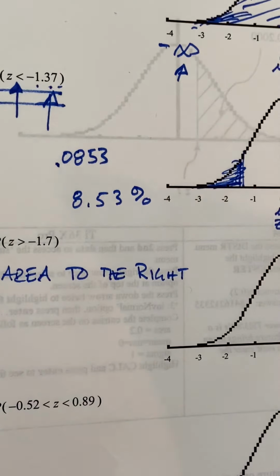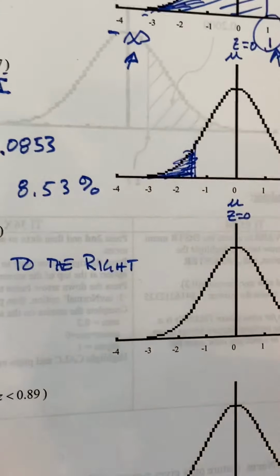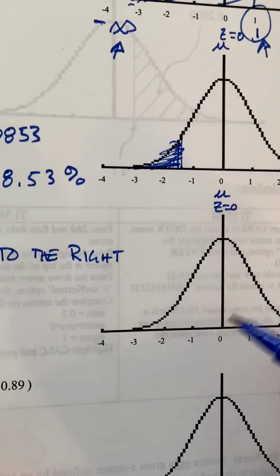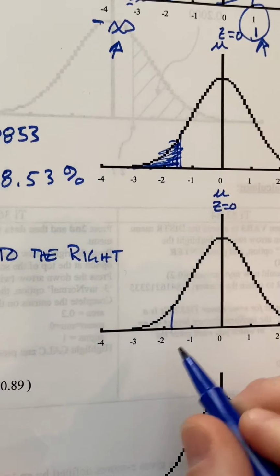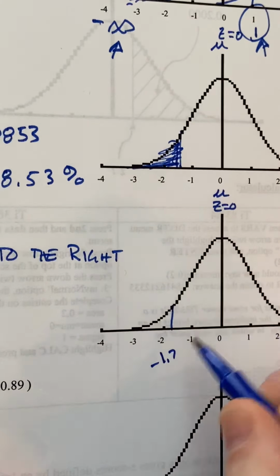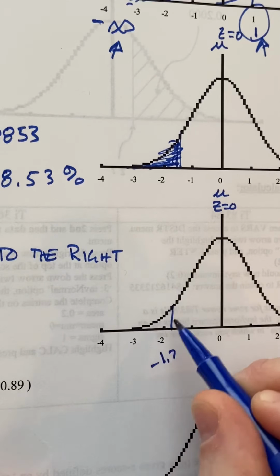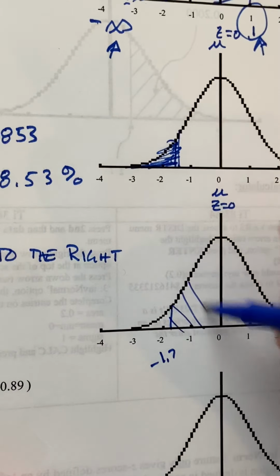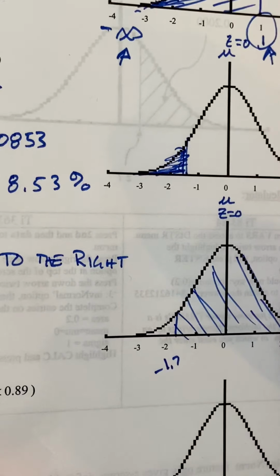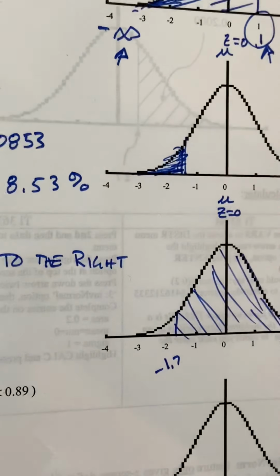So to find the area to the right, let's graph it and highlight what we mean. To the right of negative 1.7, negative 1.7 lives there. But instead of shading left, we're going to shade to the right. And let's make an estimate of what you think that percentage is going to be. Should be bigger than 50%, right? So if you get something smaller than 50%, you knew something went haywire.